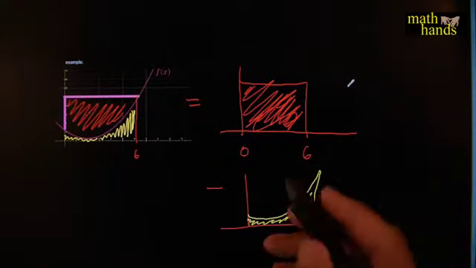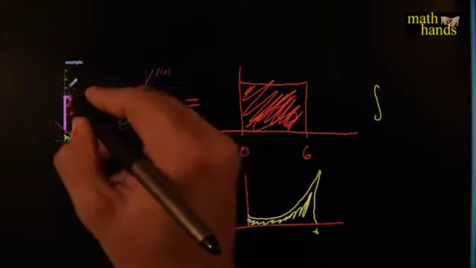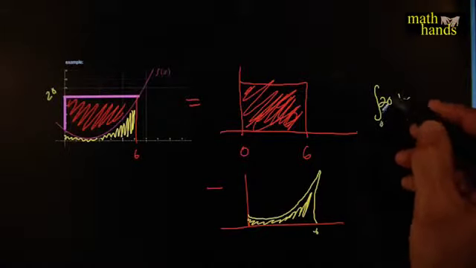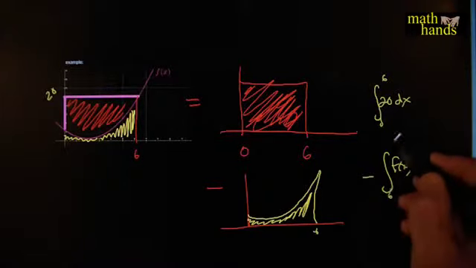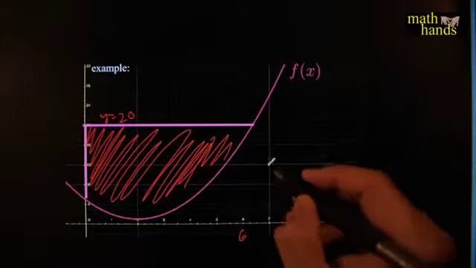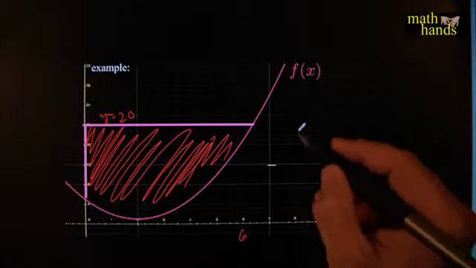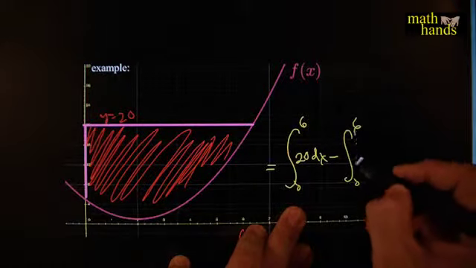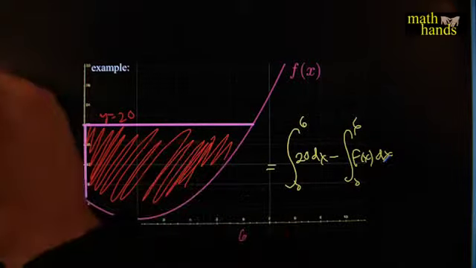Now, how do you write that in integrals? Well, that would be the integral of 20 dx from 0 to 6 minus the integral of f of x from 0 to 6 dx. And so the whole thing is equal to the integral from 0 to 6 of 20 dx minus the integral from 0 to 6 of f of x dx. There you go. The principle is really easy.